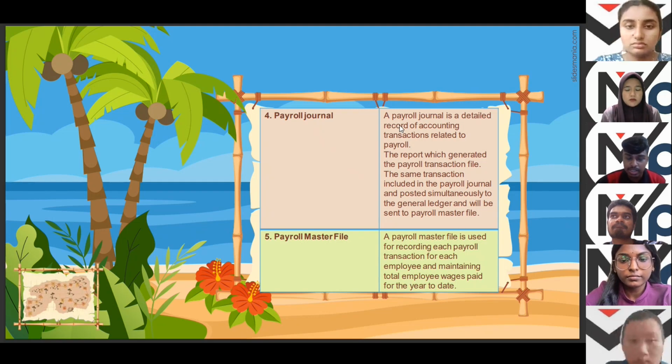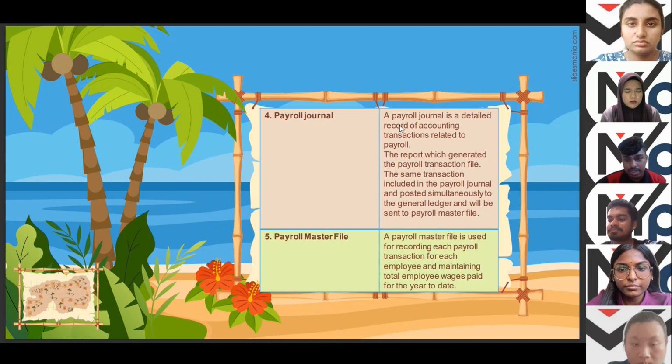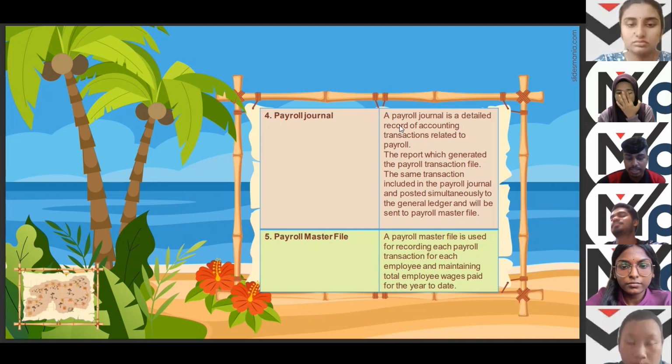Continuing, the last point that I'll be talking about is the payroll master file. Basically, the payroll master file is used for recording each payroll transaction for each employee and maintaining total employee wages paid for the year to date.